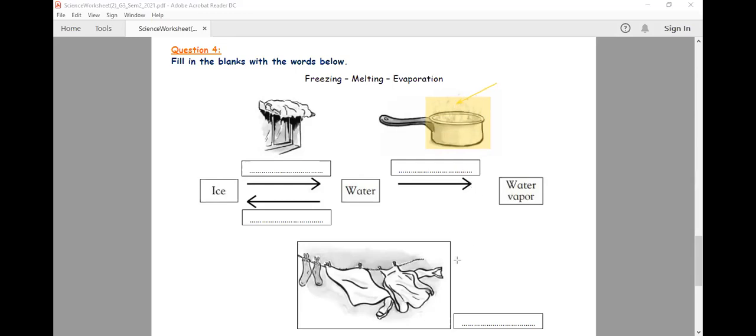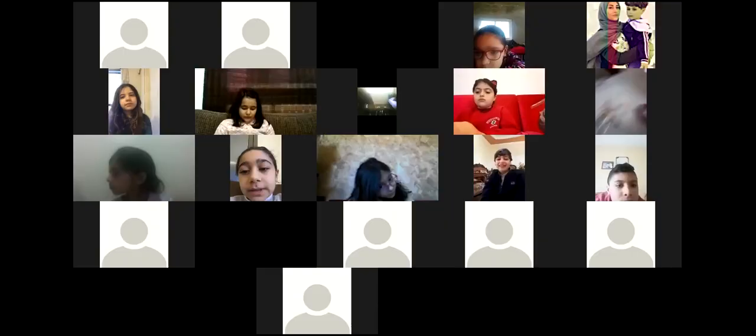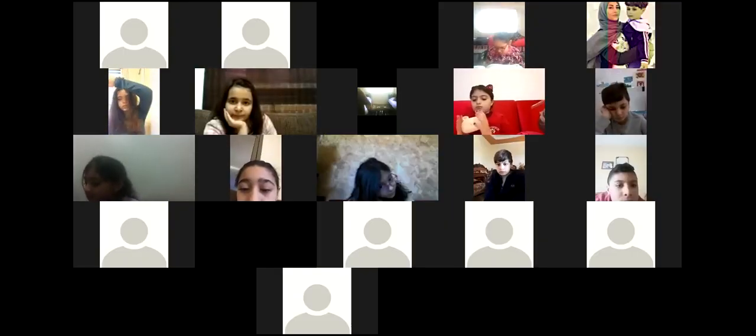That's what happens in wet cloth. When you put them in the sun, the liquid that is in the cloth turns into gas. It will turn into water vapor, so it disappears. Water vapor is a gas, so it goes in the air. Is it clear? Okay, I understand it.